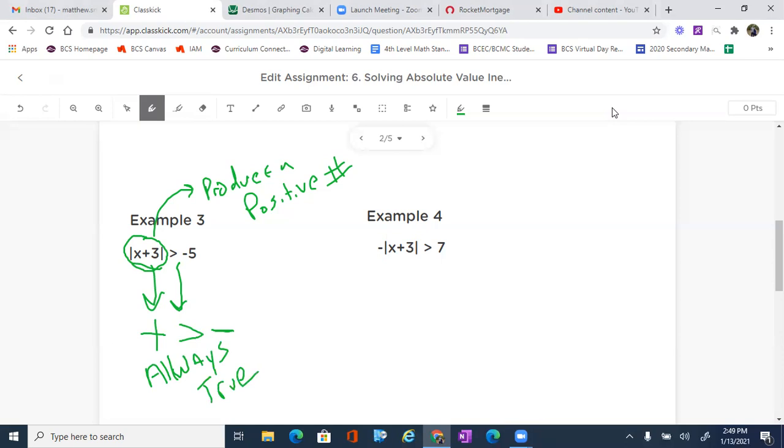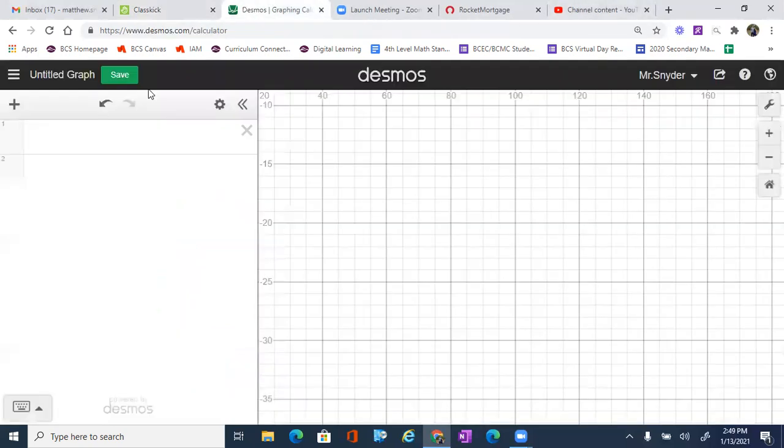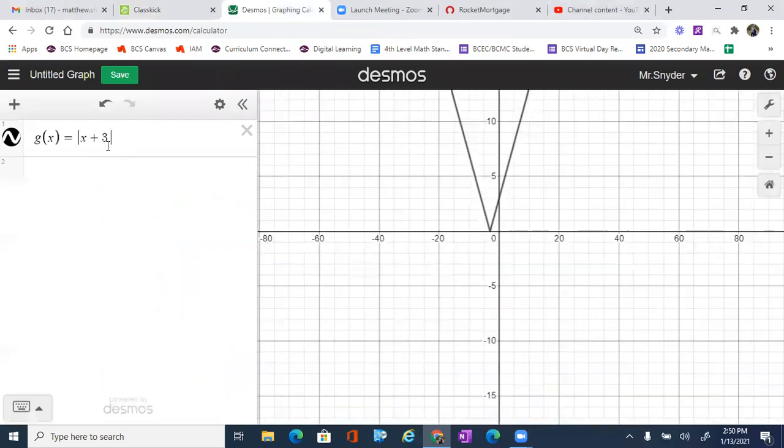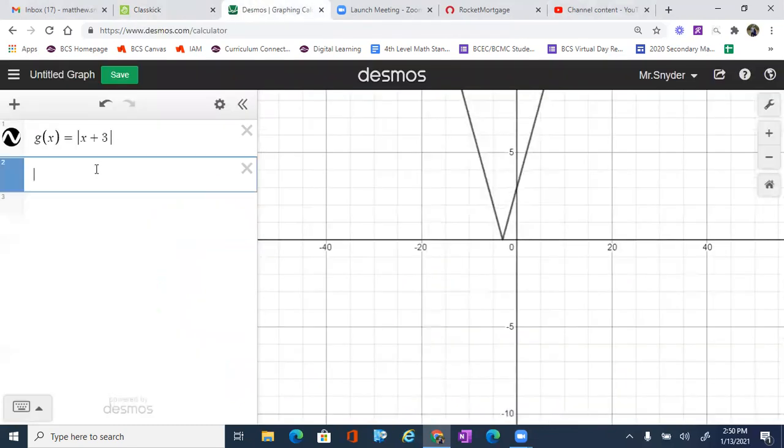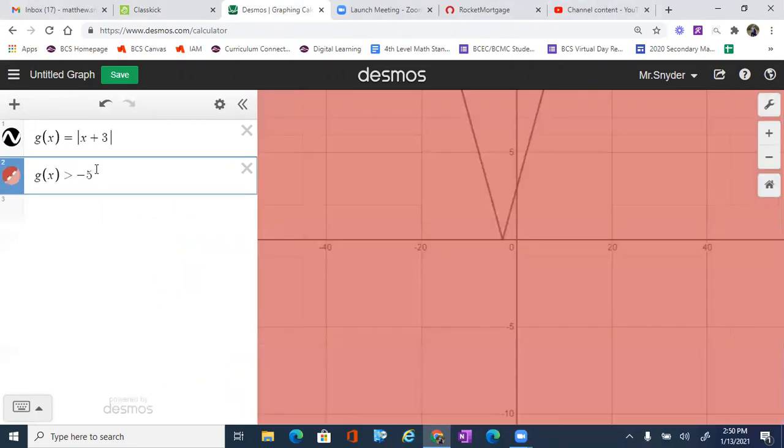But let's go ahead and look at it graphically now, so it makes just a little bit more sense. In order to do that, let's say that the absolute value of x plus 3 is called g of x. So let's type in g of x is equal to the absolute value of x plus 3, and you'll notice that graph should form. Then based off of what we have, g of x is greater than -5. So I'm going to type that in. g of x is greater than -5, and the whole screen lights up.